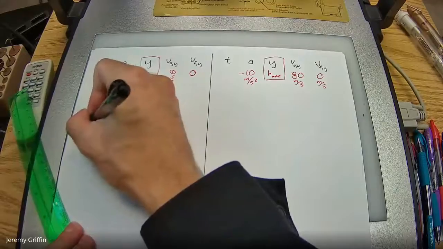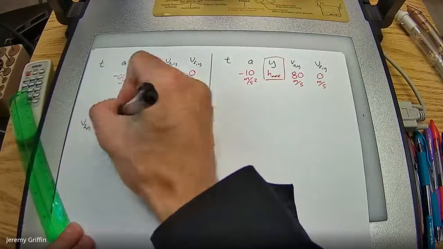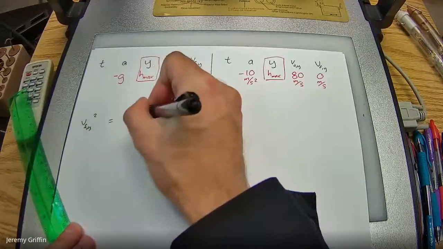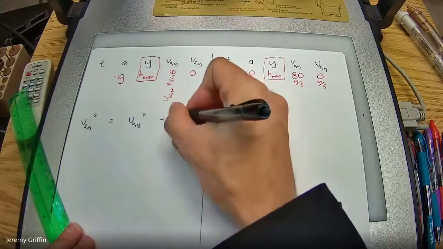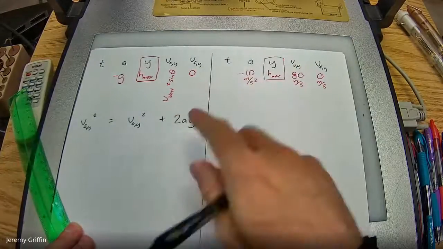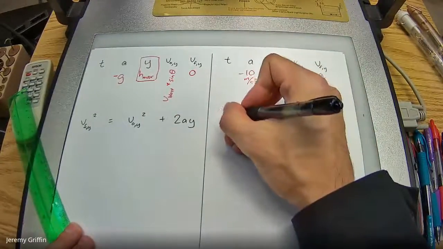Final velocity in the y direction squared is equal to initial velocity in the y direction squared plus 2ay. Okay, that's pretty much that. I'm just going to copy paste that over here.